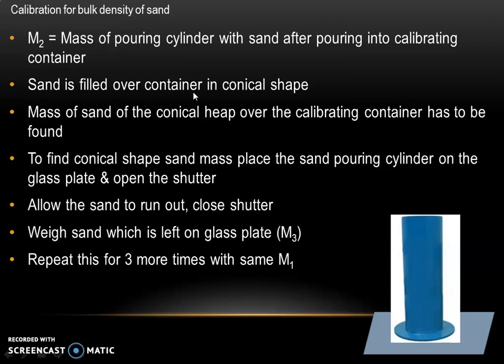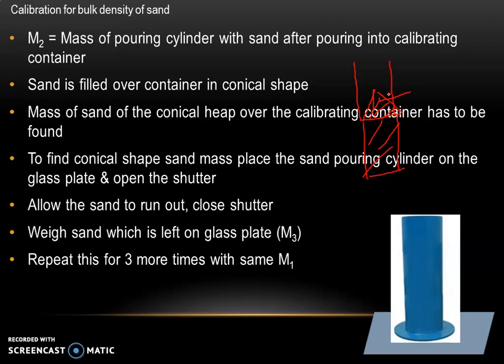Sand is filled over the calibrating container in conical shape. Suppose this is the sand pouring cylinder which is placed on top of the calibrating container. After the shutter is opened, sand starts to flow into the calibrating container, and since bottom of the cylinder is in the form of cone, a conical heap is formed on top of the calibrating container. So mass of sand of the conical heap over the calibrating container has to be found.